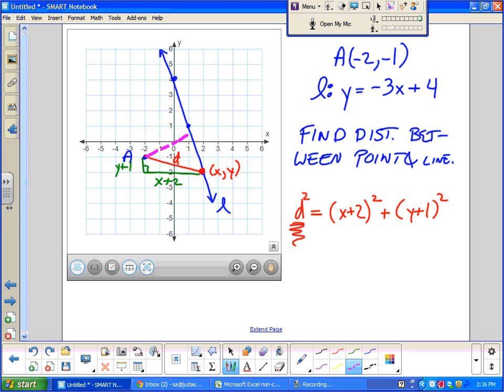And that'll be perpendicular. So let me ask you a question. If I minimize the distance, little d, don't I minimize d squared also? If I make little d as small as possible, isn't d squared as small as possible? Does that make sense, everybody?